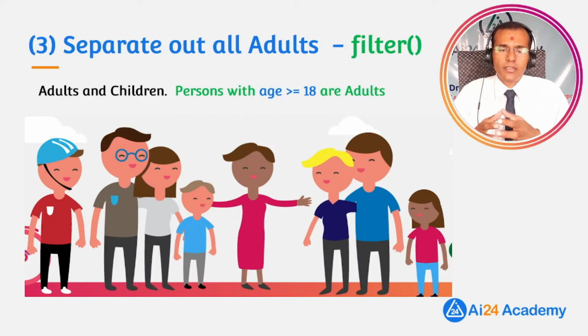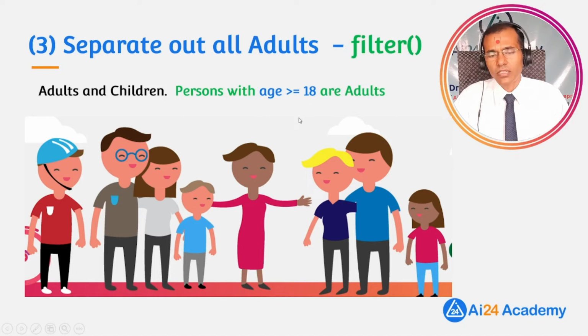So in this image adults and children are given, and we are asked to separate out all the adults based on the age of the persons. So we need to check their age. If age is greater than or equal to 18, then the person is an adult. So the filter function is used to separate out data based on such a condition. If some condition is given, then we can filter out the data.